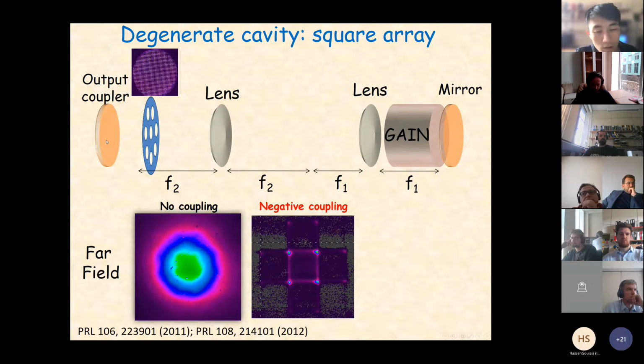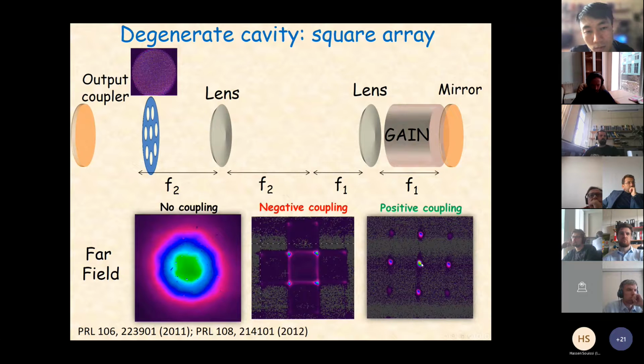It turns out that if I now take this mirror and move it a little bit more away, let's do it, I get this positive coupling. So again, this is the picture I showed you in the beginning, and now the phase between all the lasers, and in particular the neighbors, is 0, 0, 0, 0. So here the coupling is positive, here the coupling is negative. In both cases, it's real.